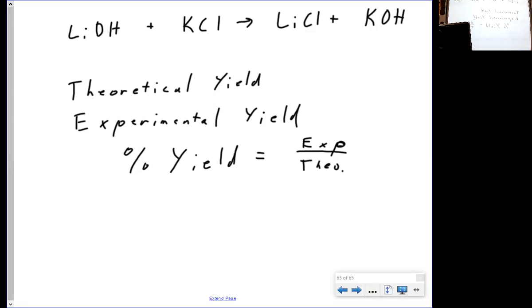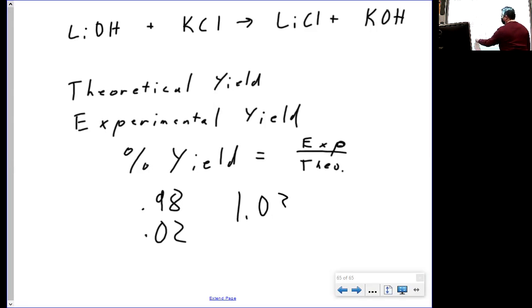Now, my daughter's in the 7th grade. She's doing percents like crazy. Everybody understands how to turn a decimal into a percent? You multiply. What percent is that? 98%. What percent is that? 2%. Okay. What percent is this? 103%. And would that be possible? Can you get 103% of what is possible?